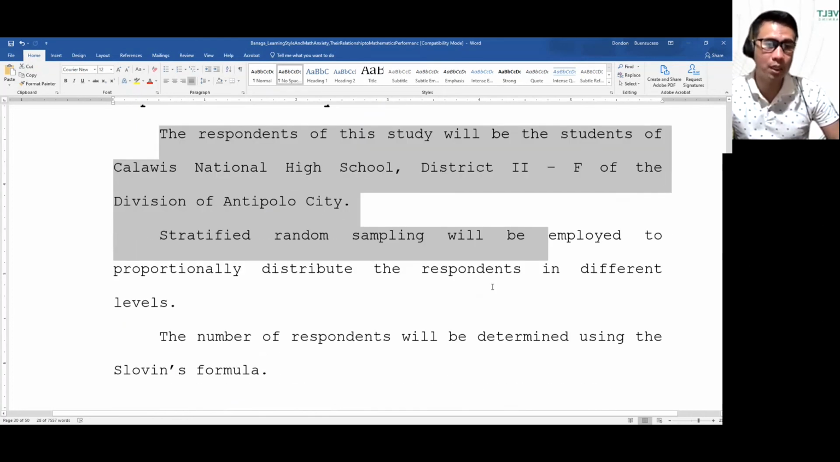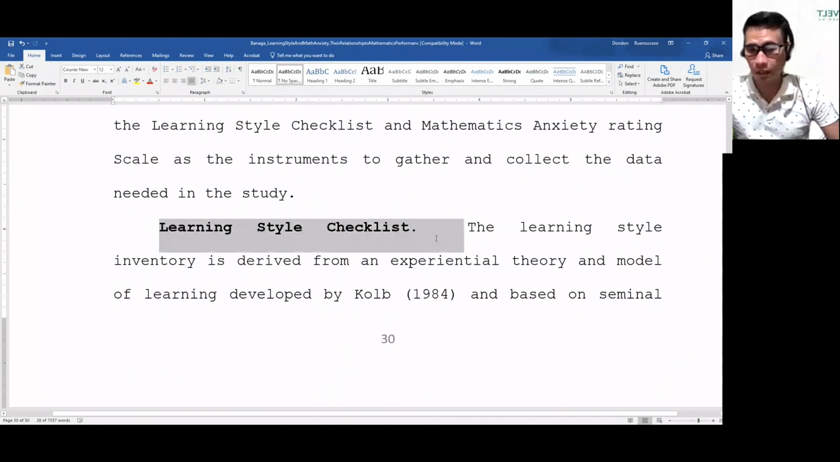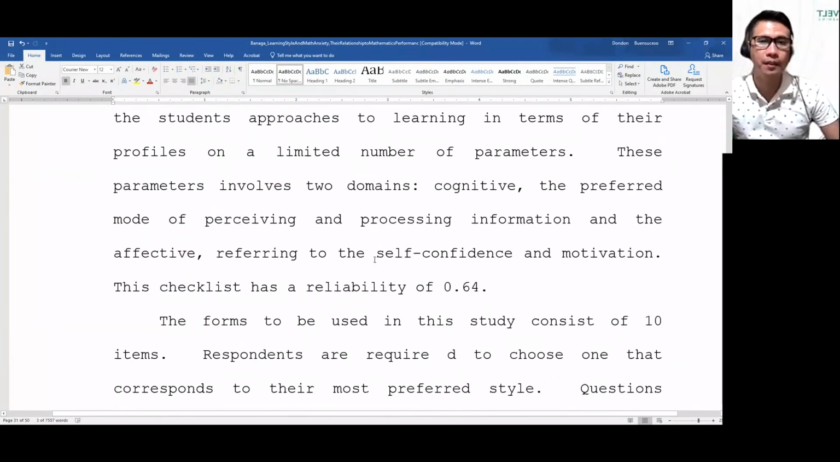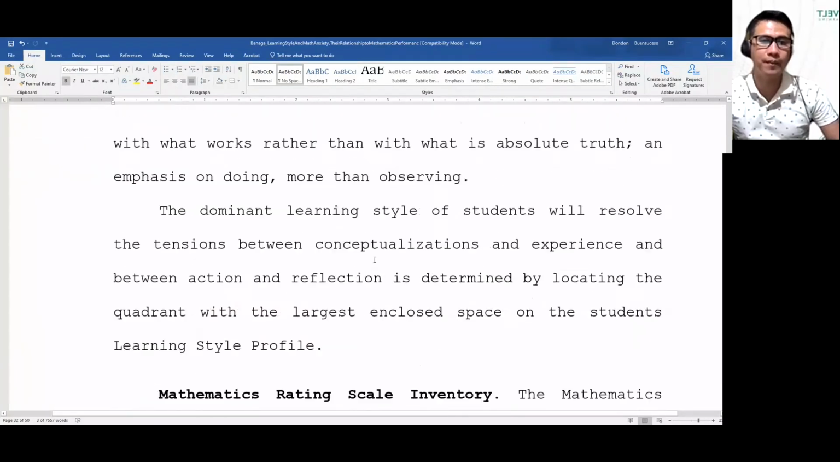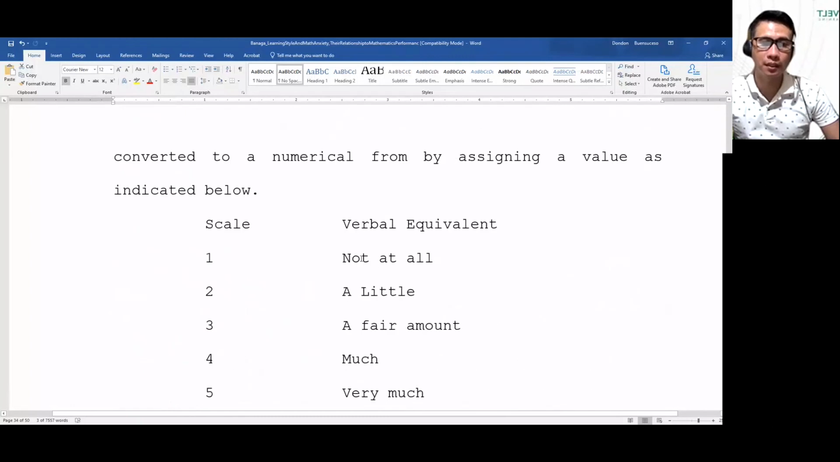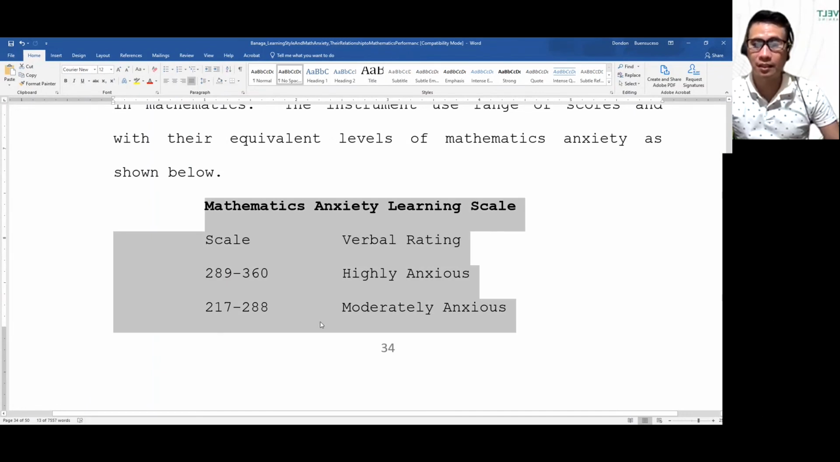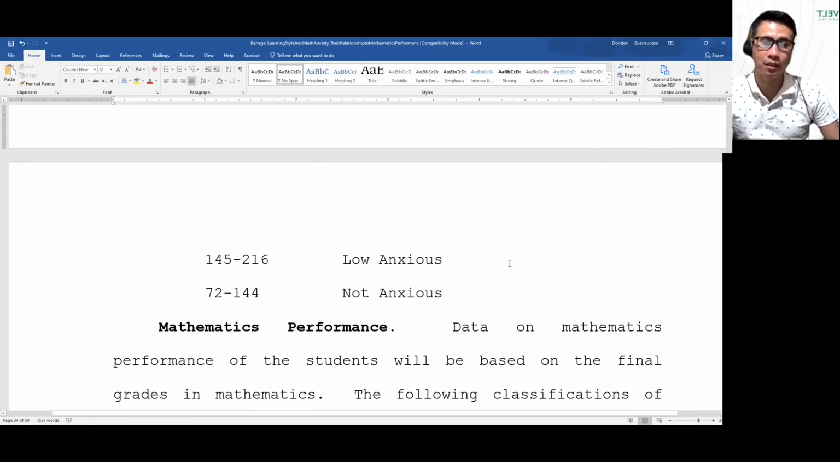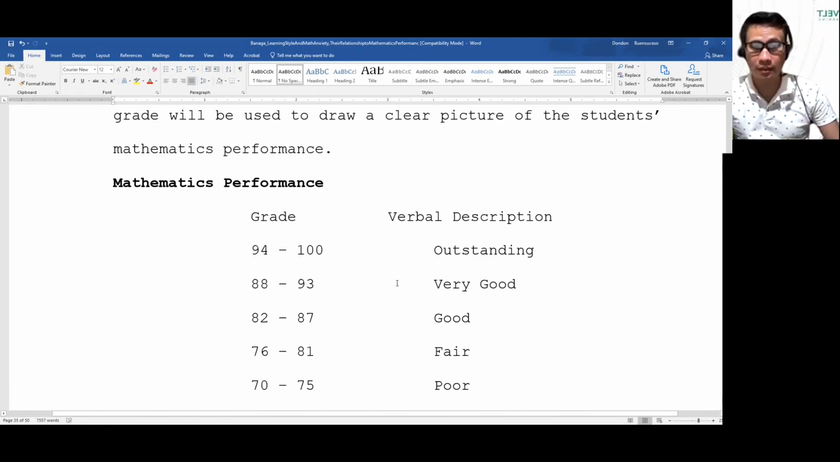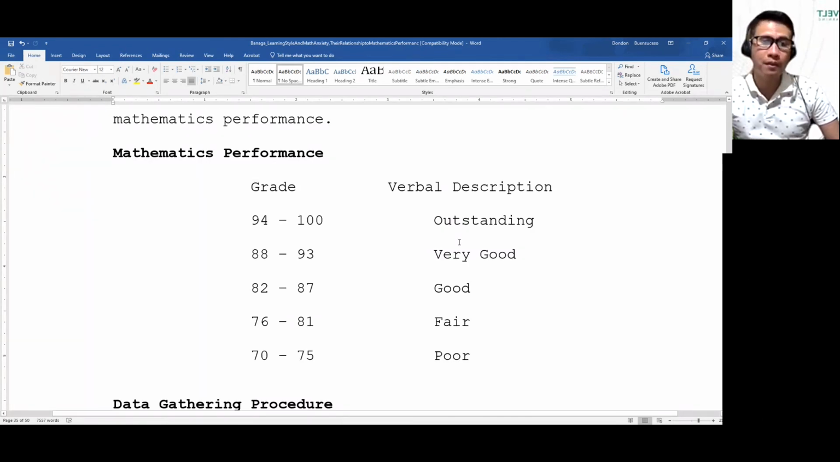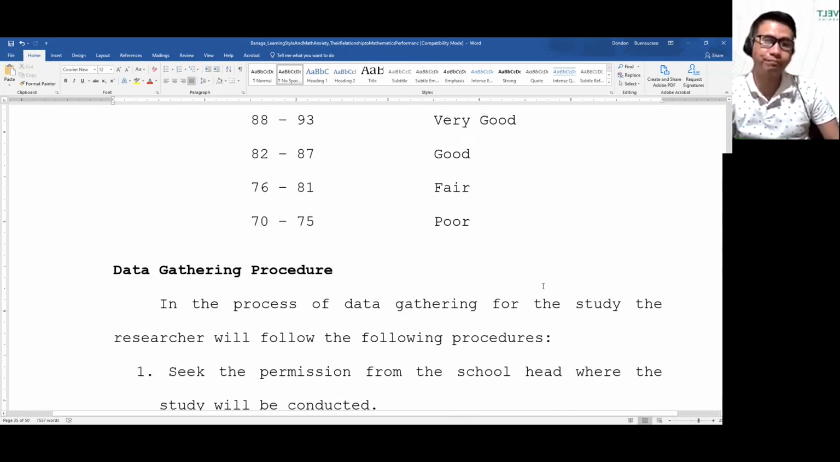So the respondents should also be included. The research instruments: the learning style checklist, in order for you to know the learning style of the students. So concrete experience, reflective. Then after that, you proceed with the scale. Ayan, the mathematics anxiety scale. Kasi we are actually talking about the mathematics anxiety, the level of the anxieties, and then the grade. Don't forget the performance. So here, if you would be having correlational research and you want the relationship of a particular variable to the performance of the students, make sure to ask permission from the parents of the students and from the principal that the grades of the students will be utilized for your research. Then data gathering procedure.